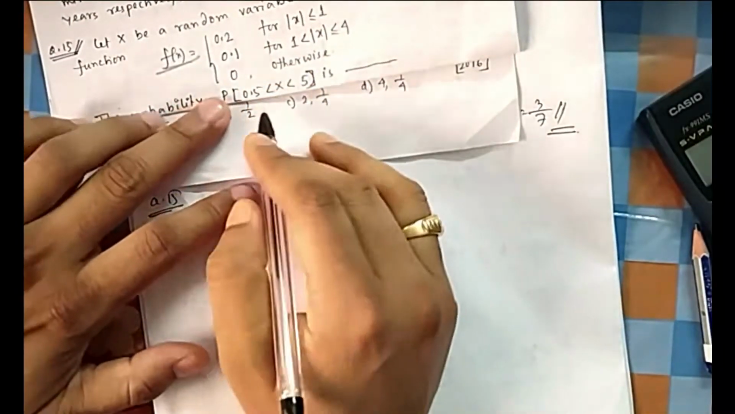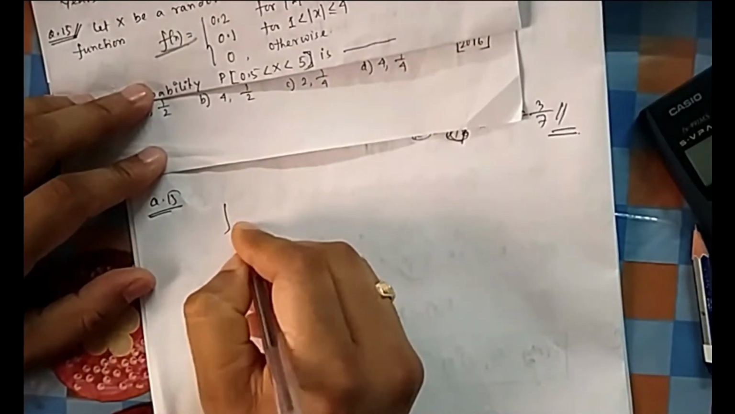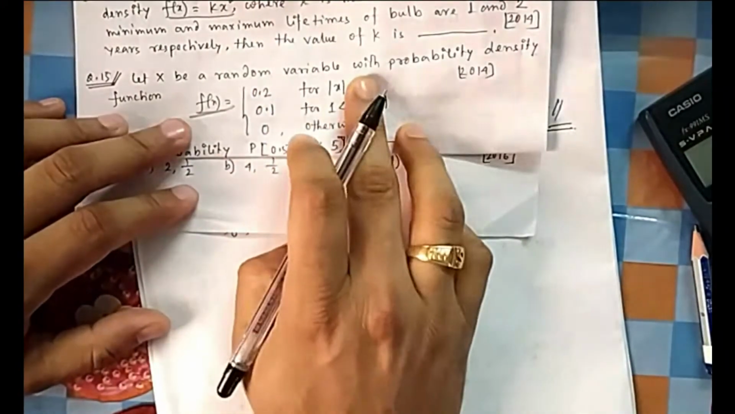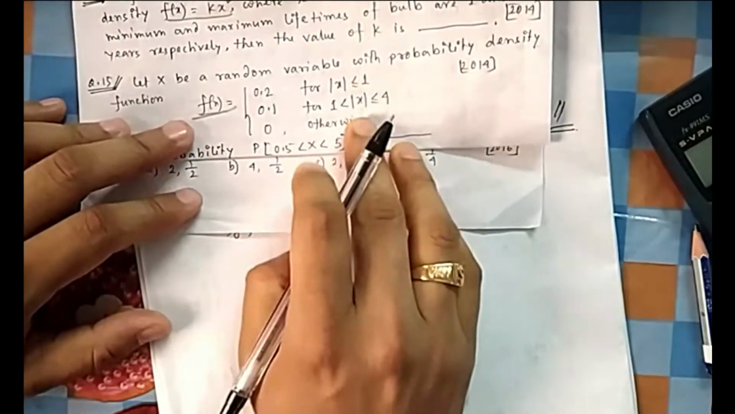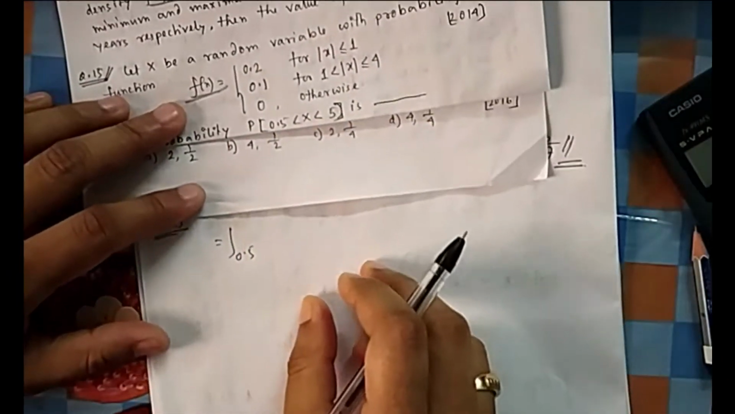So what they are asking is the probability between 0.5 to 5. So probability 0.5 to 5, how will I integrate? Here I cannot directly integrate because there are so many breaks. This is known as a piecewise defined function. Piecewise, the function is divided into small pieces, small segments.